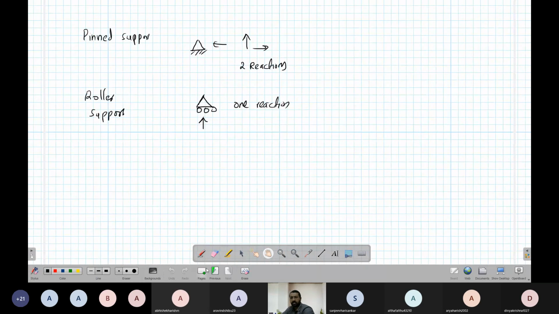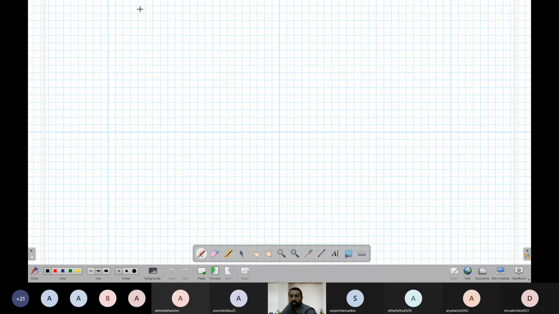So for example, even though you will not get problems here, you can have a beam like this. Both ends are pinned. That means this beam will have one reaction in this direction, one reaction in this direction, one in this direction, and one in this direction. That is, it must be stopped from four sides.